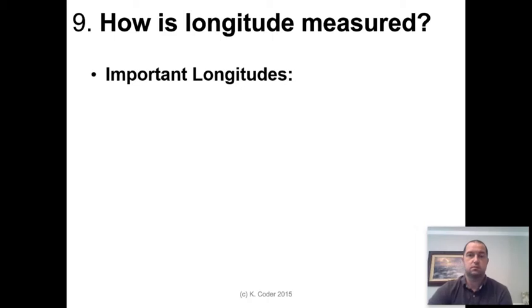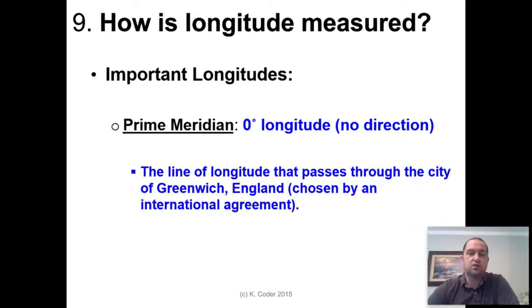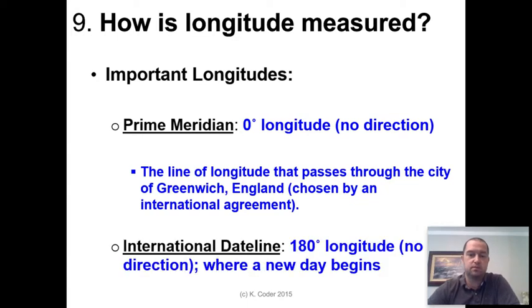Important lines of longitude. We have a prime meridian. It's 0 degrees, not east or west, just 0 degrees. The line of longitude that passes through the prime meridian goes through the city of Greenwich, England. This was chosen by international agreement. We figured that we needed to find a location that would be 0 degrees longitude, and it was agreed that Greenwich, England would be the location.